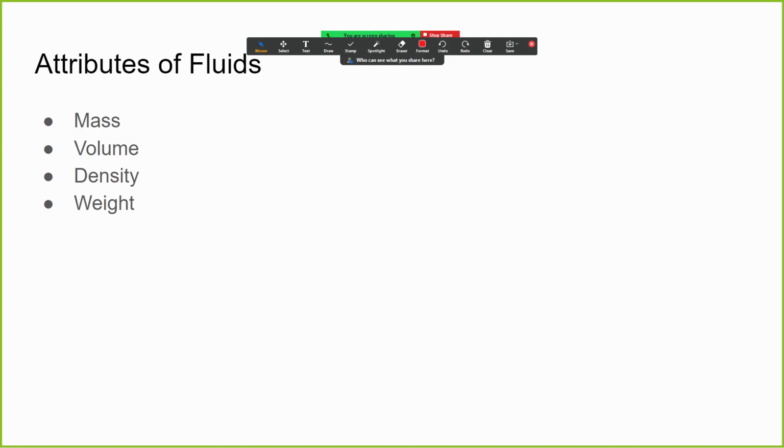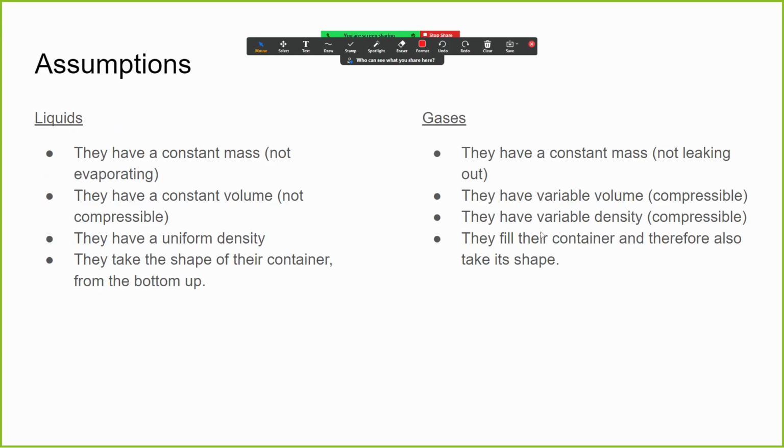So some attributes of fluids. All fluids are going to have mass, they're all going to have volume, they're all going to have density, and they're all going to have weight. Now with this in mind, we're also going to make a couple of assumptions here, and it's very important to remember these assumptions. So liquids, we'll start with, they are going to have a constant mass.